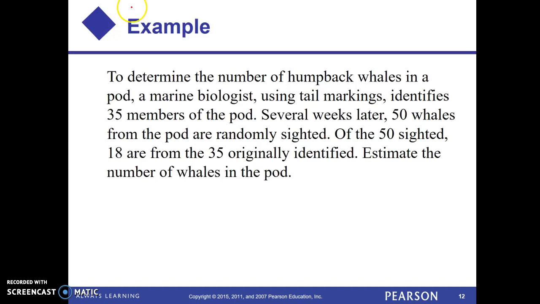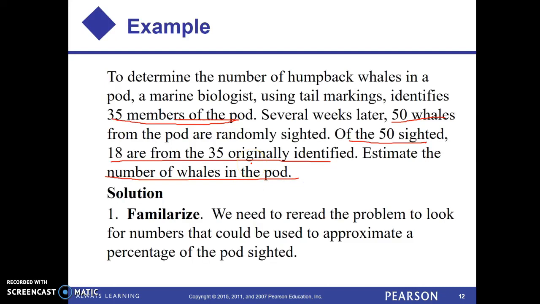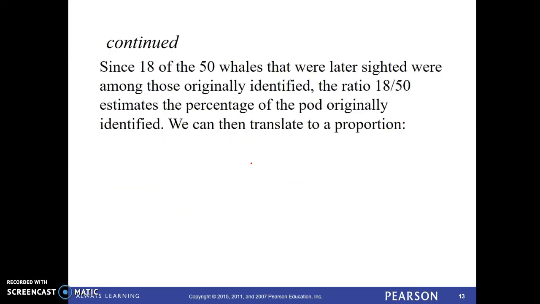So go back, read it very, very carefully. Identifies 35 members of the pod. Several weeks later, 50 whales from the pod are randomly sighted. Of the 50 sighted, 18 are from the 35 originally identified. And then identify the number of whales in the pod. Okay, we did reread. Now, since 18 of the 50 that were later sighted were among those originally identified, the ratio is 18 over 50. Estimates the percentage of the pod originally identified.